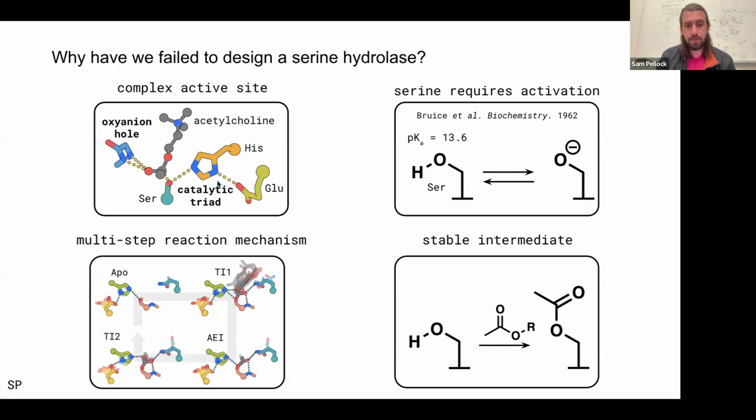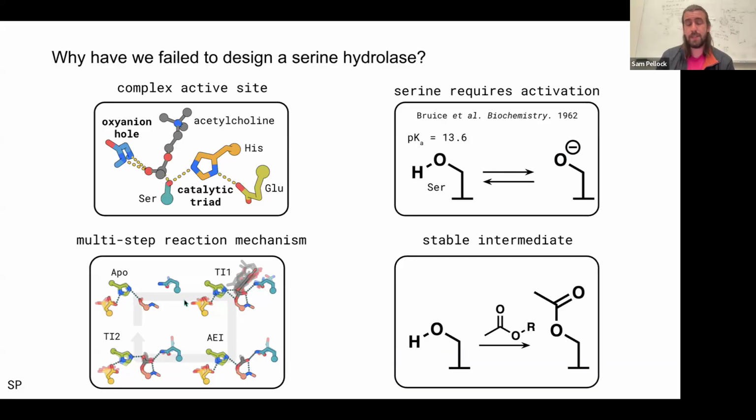So in terms of motif scaffolding, you pretty much at least have to scaffold 4 distinct residues. So we have the catalytic triad of serine, histidine, and glutamate or aspartate, as well as the oxyanion hole. So that's just a difficult motif scaffolding problem. The other thing is, serine isn't quite as activated as the other nucleophiles that was describing on that other page. So pKa of around 13.6, so it requires activation to get into its nucleophilic form.